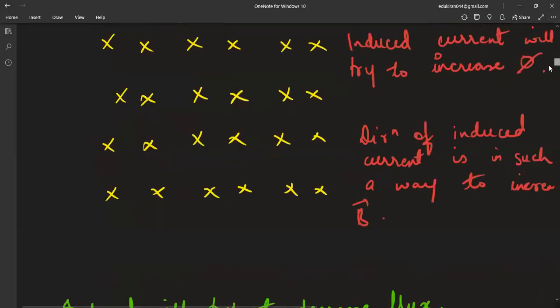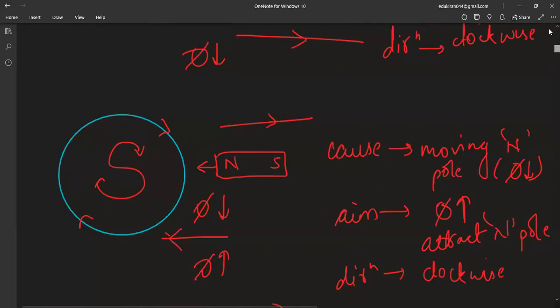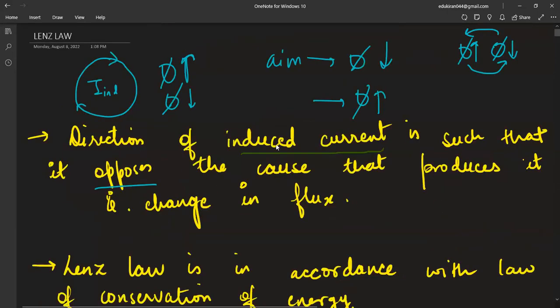This I'll discuss later, this part. So now see, direction of induced current is such that it opposes the cause that produces it. And what is the cause? Cause is change in flux. This is the Lenz law. This exactly is the Lenz law. Fine. Note it down. Then one more example I'll discuss with you. But first note down these loops examples.